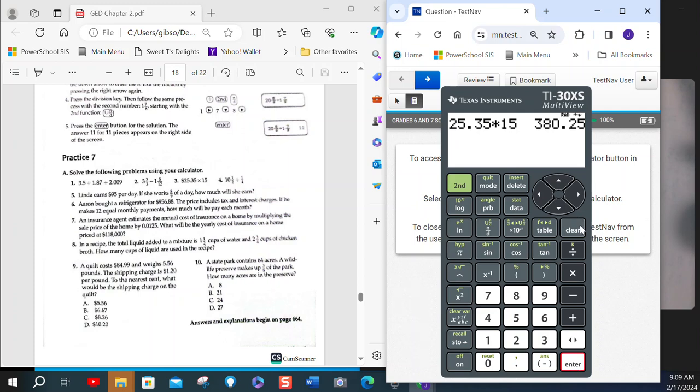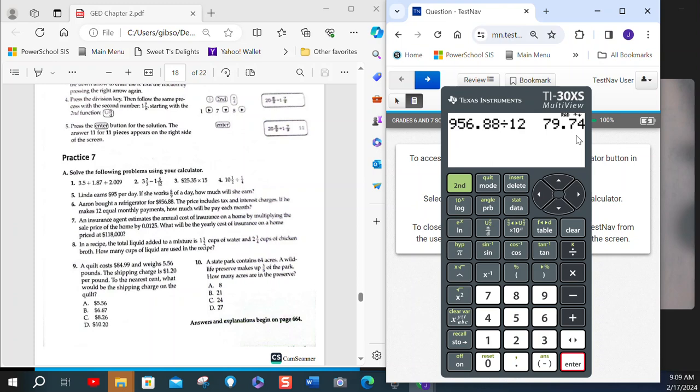So again, you have to press clear on your calculator. We always clear the calculator out. And let's take a look at problem number 6. It says Aaron bought a refrigerator for $956.88. The price includes tax and interest charges. If he makes 12 equal monthly payments, how much will he pay each month? So that's division. We'll take 956.88 and divide it by 12 and press enter. So it's $79.74. Okay, that took care of problem number 6.